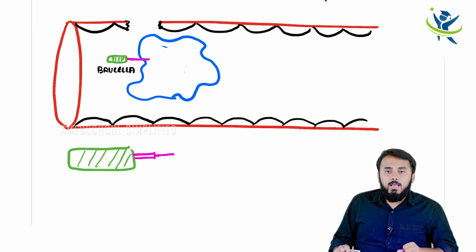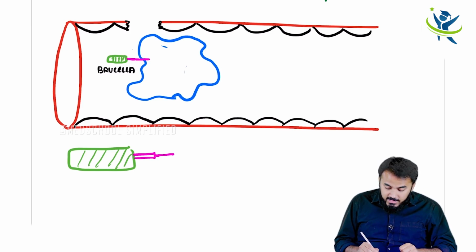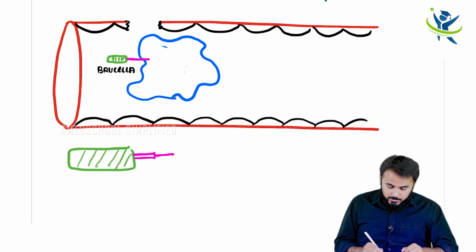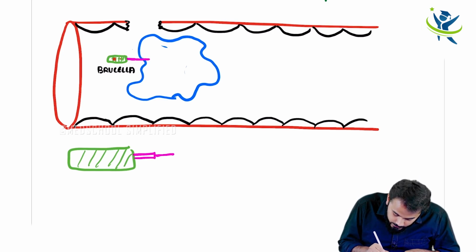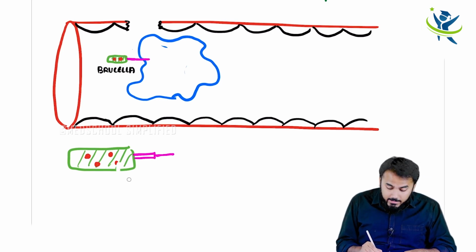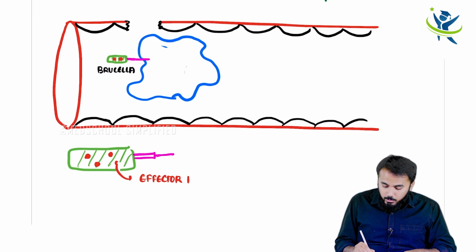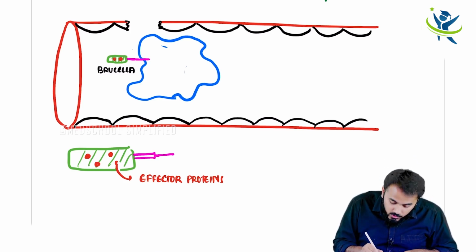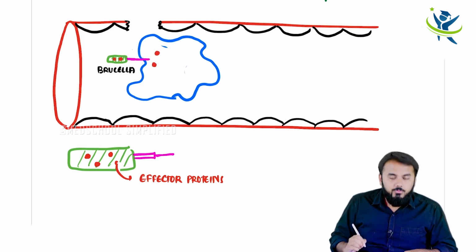After making holes in this macrophage, what is it going to do? Inside the bacteria, you have got very deadly proteins. I am drawing small red colored dots. These red colored dots represent some very deadly proteins. These are called effector proteins. So what are these effector proteins going to do? This bacteria, with the help of that injection, will release the effector proteins into the macrophage.